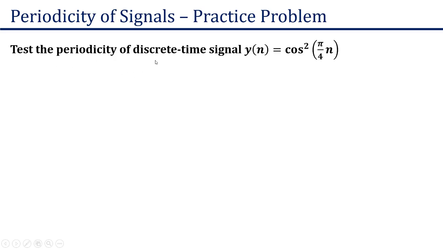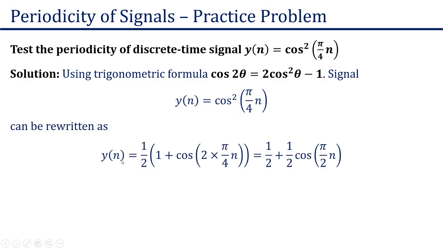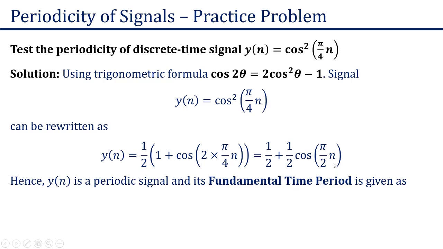Now let us take up one numerical problem from the previous examinations of signals and systems, where we need to test the periodicity of a discrete time signal y[n], which is equal to cos squared (pi/4 n). Using the trigonometric formula cos 2 theta = 2 cos squared theta - 1, signal y[n] can be rewritten as y[n] = 1/2 (1 + cos(2 x pi/4 n)) = 1/2 + 1/2 cos(pi/2 n).